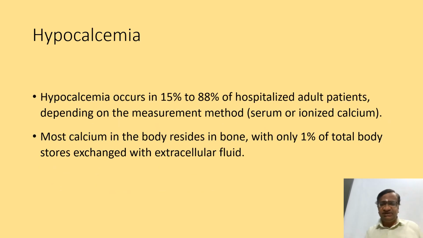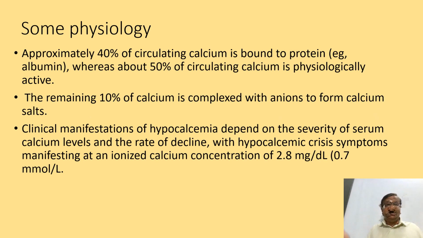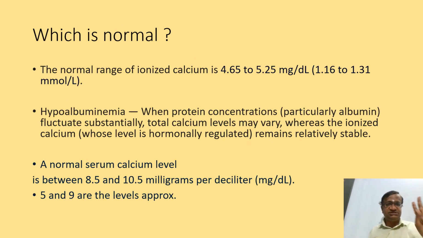When you see hypocalcemia, it occurs in almost 15 to 88% of hospitalized patients. Our calcium mainly resides in the bone. In the circulating 1%, 40% is bound to protein and 50% is physiologically active. Other salts are there in 10%. Clinical manifestation of hypocalcemia depends upon two things. Number one, severity, how much it is decreased. Number two, how fast it decreases.